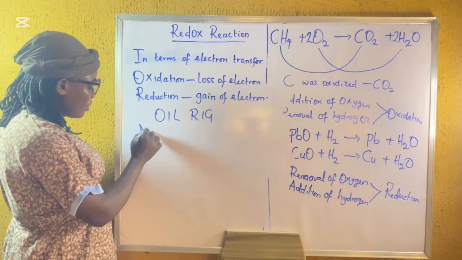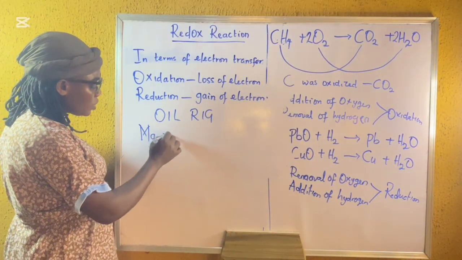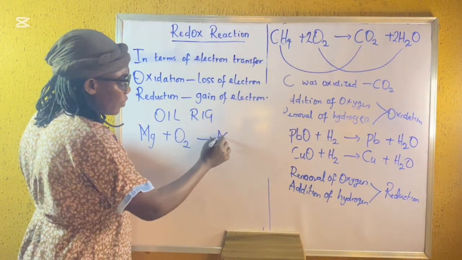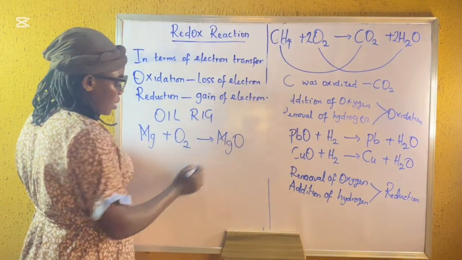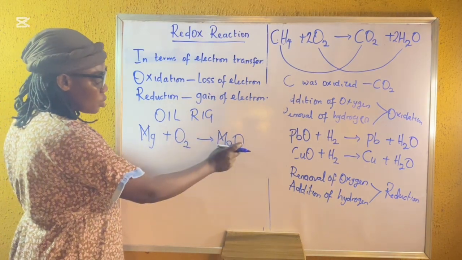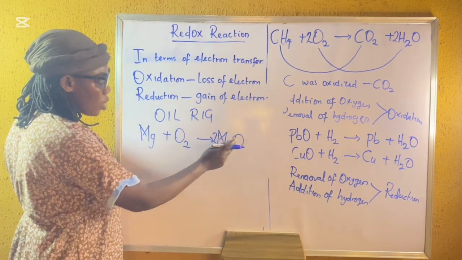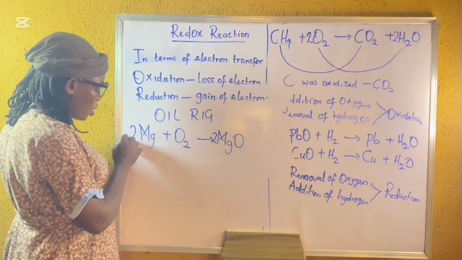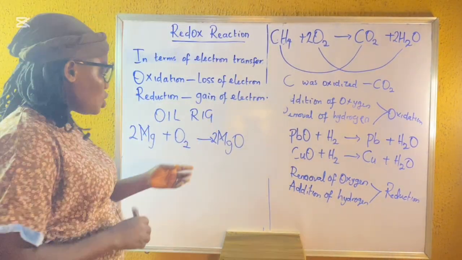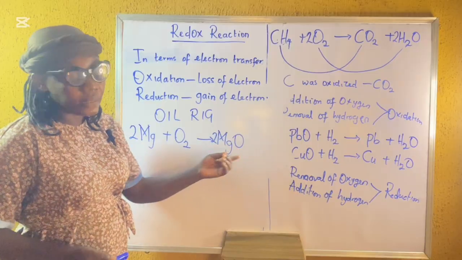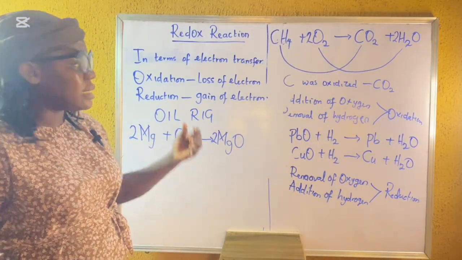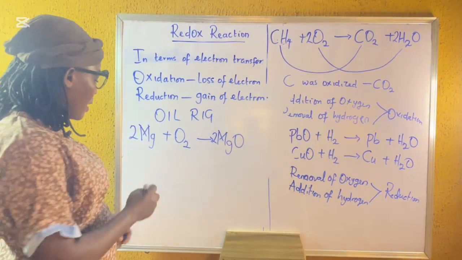Okay, look at Mg plus O2 to give magnesium oxide. Magnesium is 1, it's 1. Oxygen is 2, oxygen is 1, so I'll put 2. Oxygen is 2, magnesium is 2. Now let's look at it. You see that this has been oxidized. Addition of oxygen, that's oxidation. But let's look at it in terms of electron transfer.